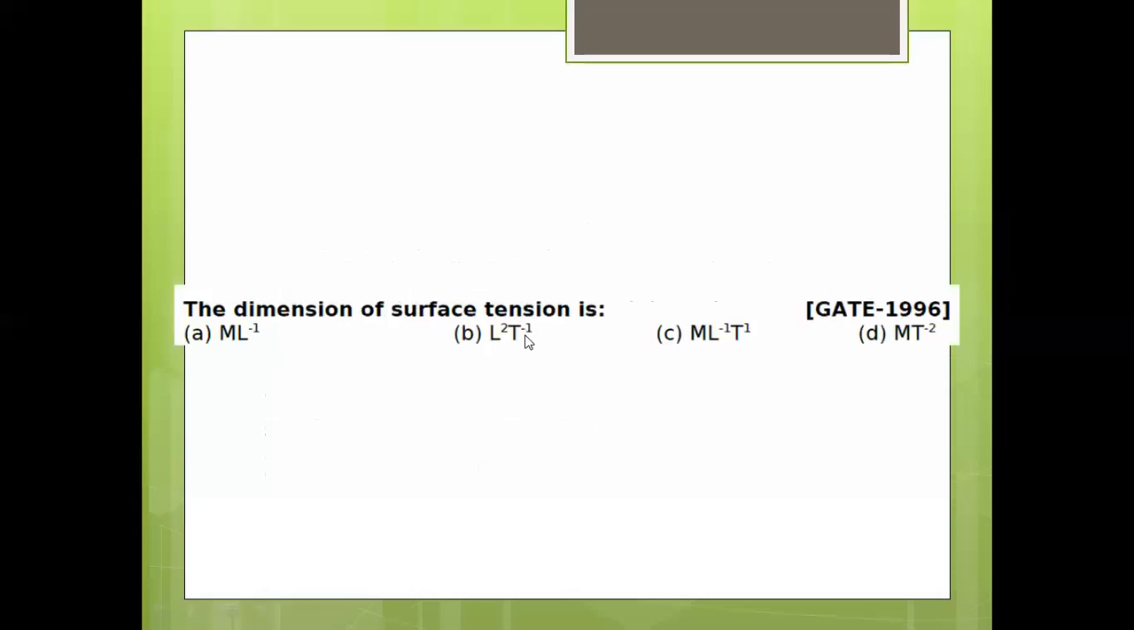Next question. This question has been asked in the GATE exam 1996. The dimension of surface tension is. Who will tell the answer? Put your answers in the chat box.